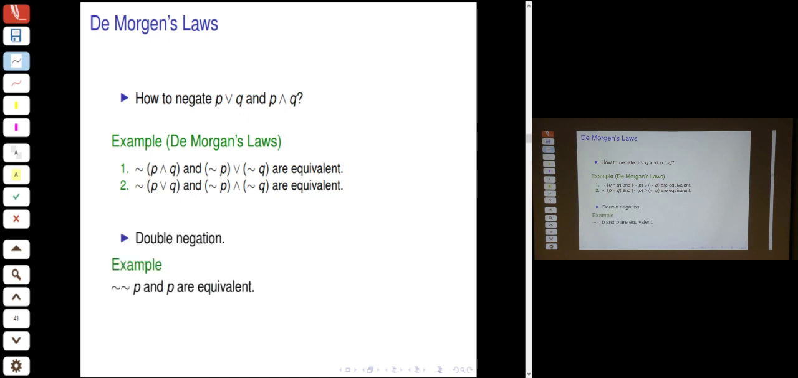Okay. Double negation. By double negation, I mean if you take negation twice, this is equivalent to P itself, right? Because you take one negation, you flip the truth value. You take it twice, then you flip back, right? So this is called double negation. These two are equivalent.